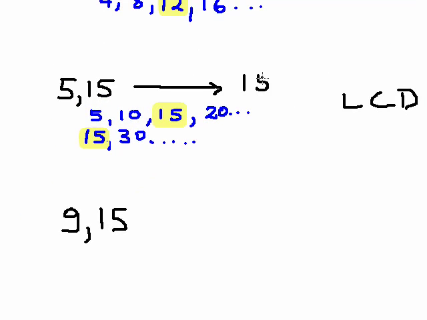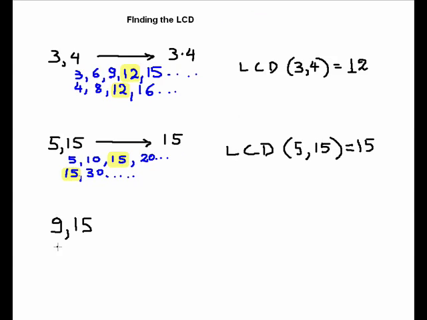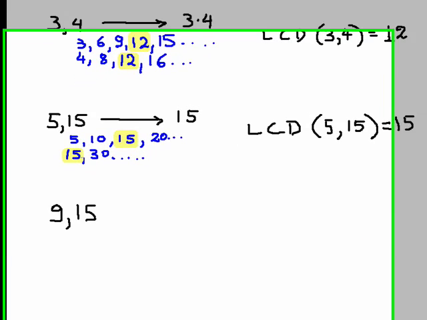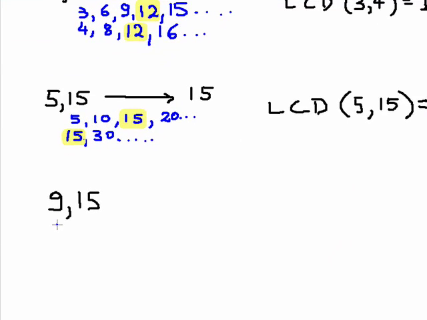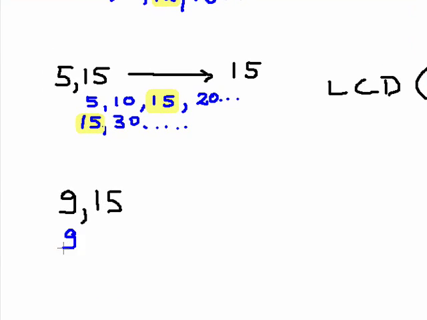But what exactly happens when you have two numbers where one is not a multiple of the other and they are not relative primes? They have something in common. Let me show you the steps that you have to follow. You take the number 9 and you rewrite it as a prime factorization, 3 times 3. You take the number 15 and you rewrite it as a prime factorization, that is 3 times 5.